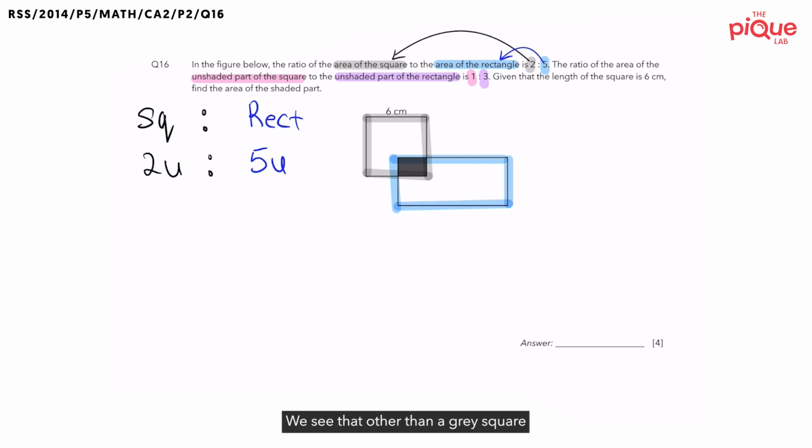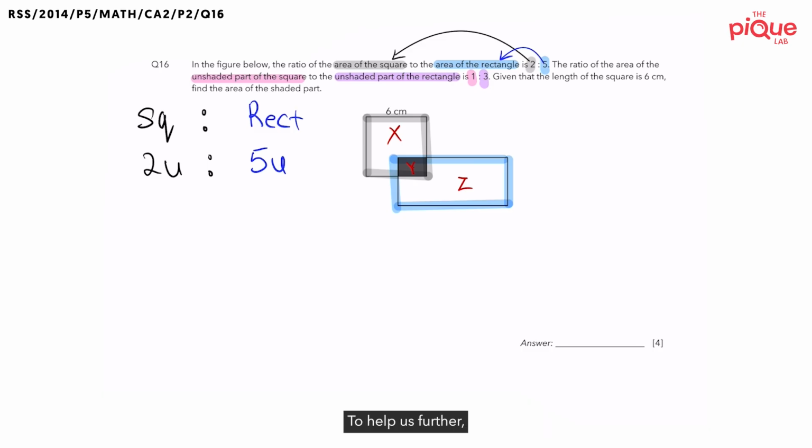We see that other than a grey square and a blue rectangle, there is a shaded part in the middle. How can we help ourselves to make this problem sound easier for us? We can label the different parts in the question to help us. And I've chosen to use the letter X for the unshaded part of the square, Y for the shaded part of the figure, and Z for the unshaded part of the rectangle.